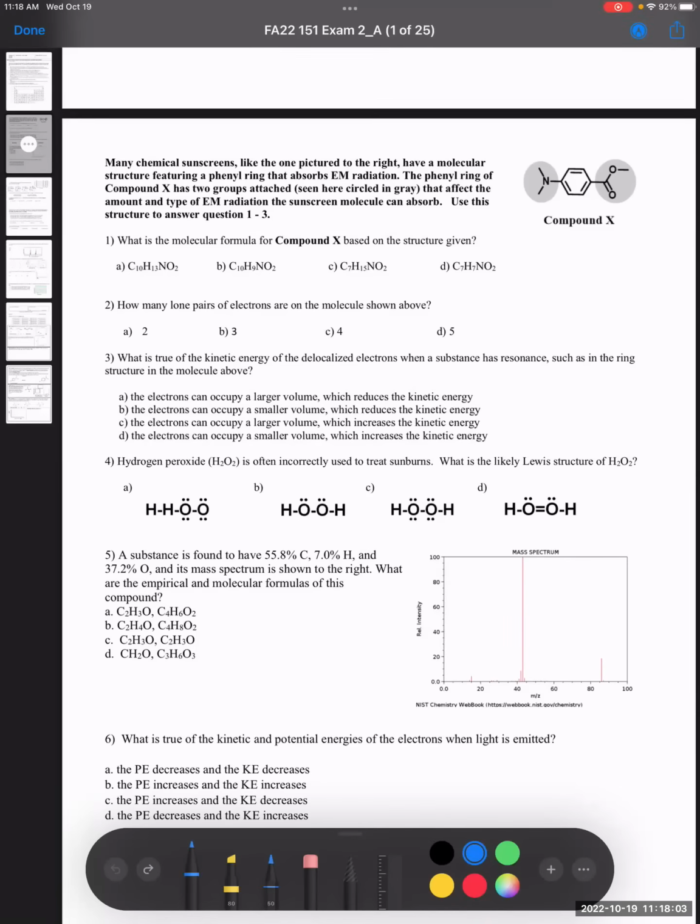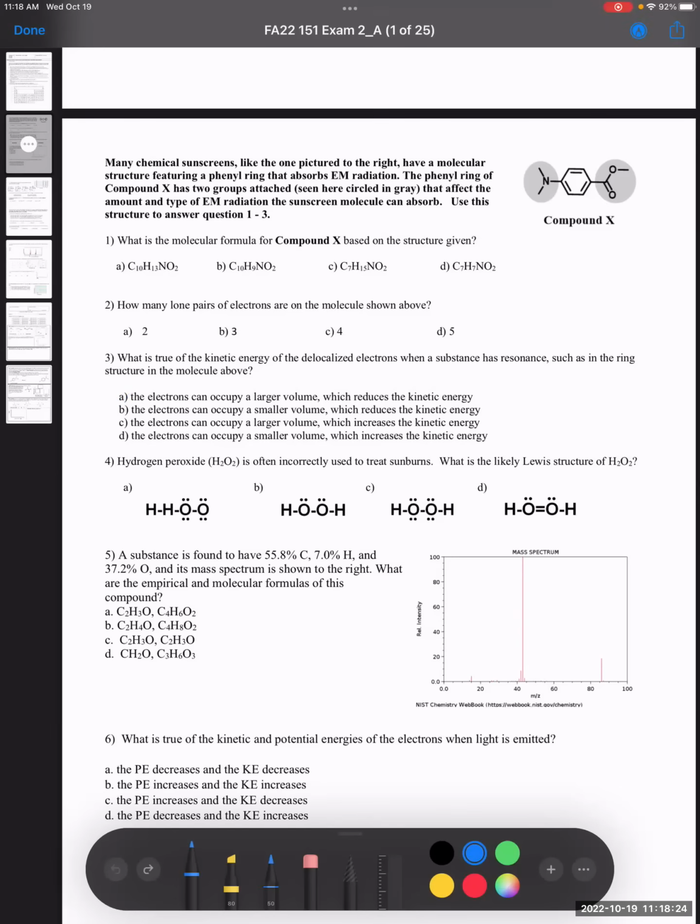So option A says the electrons can occupy a larger volume, which reduces the kinetic energy. That is absolutely correct. And then option B: the electrons can occupy a smaller volume, which increases the kinetic energy. No, that is not correct. The correct answer is option A.